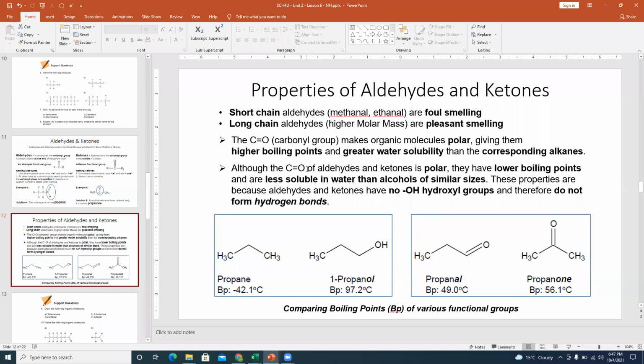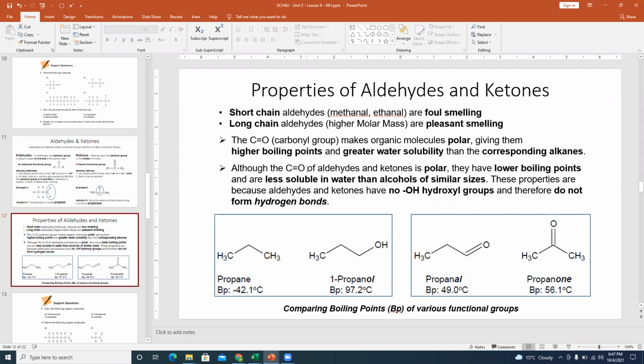And these are not, because aldehydes and ketones have no hydroxy group. And because they don't have this hydroxy group, they don't form hydrogen bonds. So again, we're coming back to the concept of the importance of hydrogen bonds and how the presence of hydrogen bonds allows for formation of these intermolecular bonds and affects the boiling point and solubility of molecules in water.